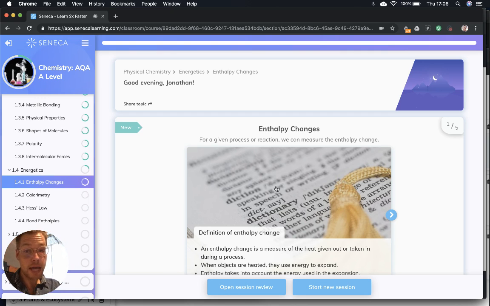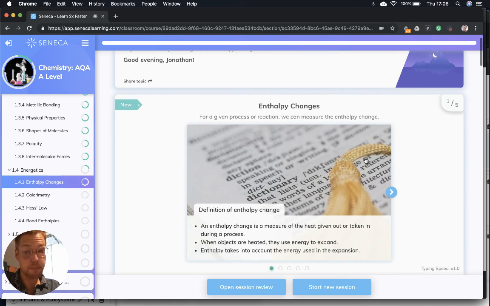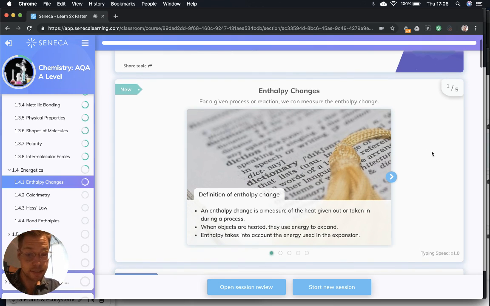So, for any given process or reaction, we can measure an enthalpy change. Well, what's an enthalpy change, I hear you ask. Well, an enthalpy change is a measure of the heat given out or taken in during a process. When objects are heated, they use energy to expand. Enthalpy takes into account the energy used in this expansion.